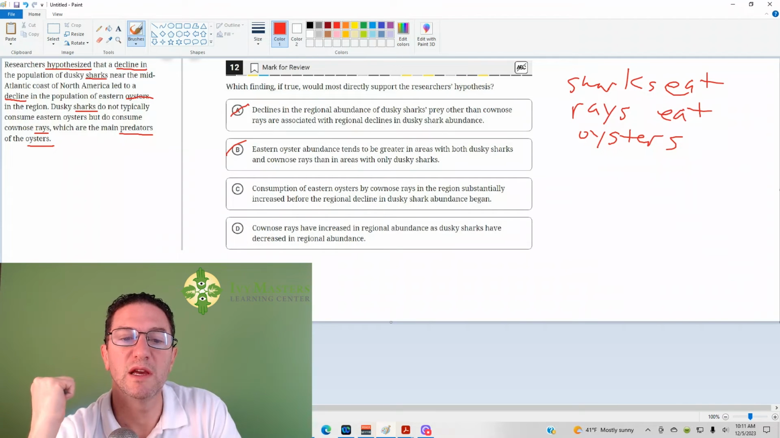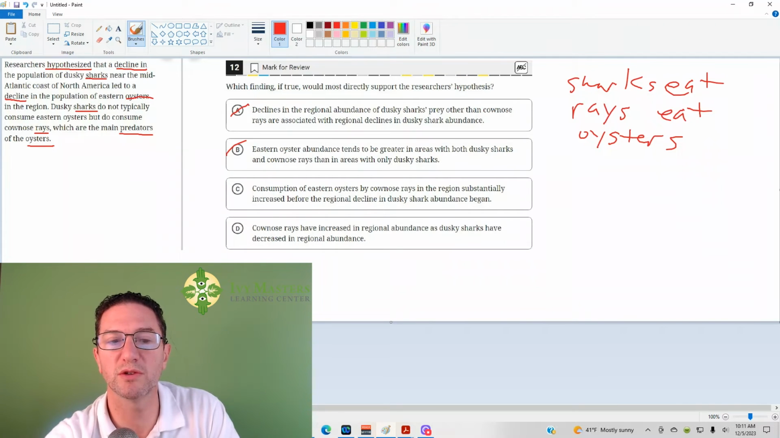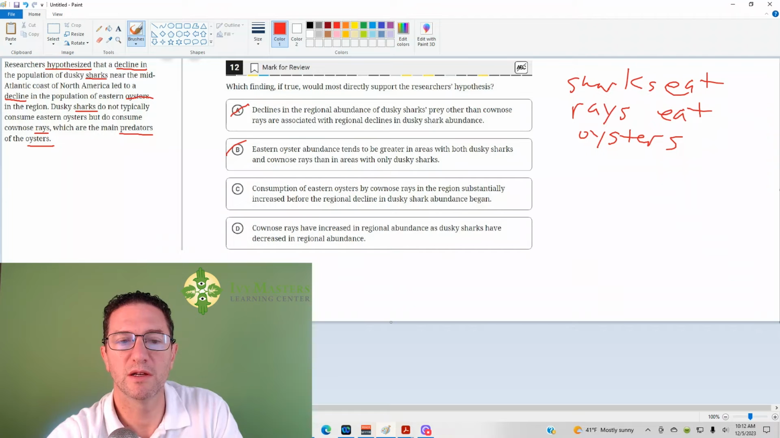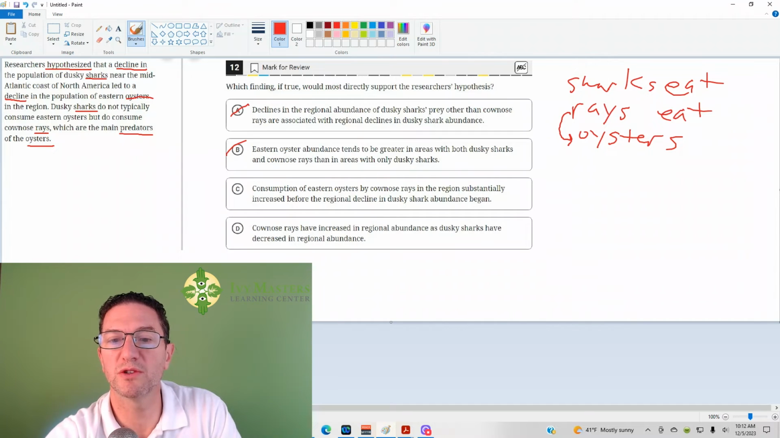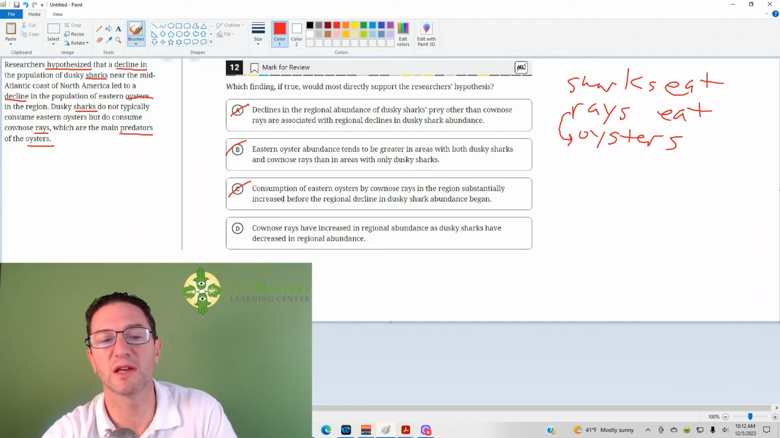Answer choice C, consumption of eastern oysters by cownose rays in the region substantially increased before the regional decline in shark abundance began. So that doesn't make sense either, because consumption of oysters by cownose rays increasing, that's going to make the oysters decrease, but it has nothing to do with how many sharks there are. So answer choice C is gone. Answer choice D has got to be the answer.